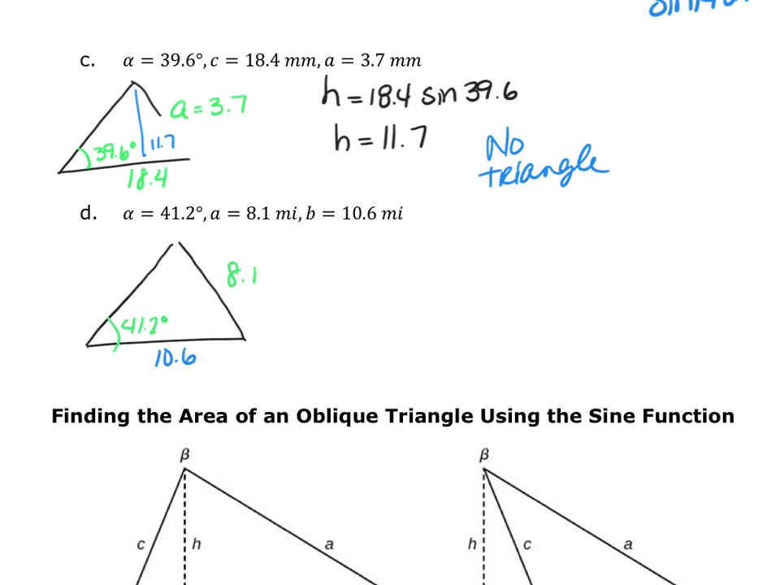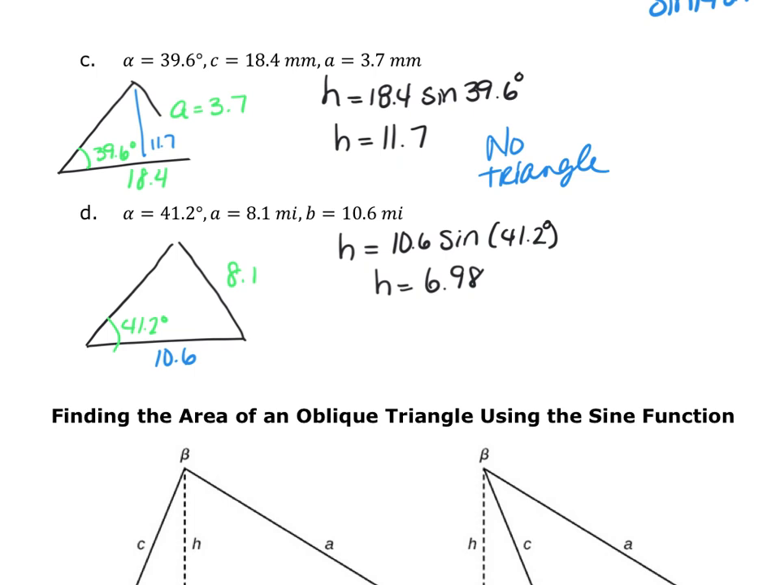And I'm going to start with the height of my triangle. So my height is going to be the side not opposite the angle, so 10.6. And then it's going to be the sine of the 41.2. These are in degrees. Go ahead and put that in my calculator. I'm going to get 10.6 times the sine of 41.2. And I get a height of 6.98.